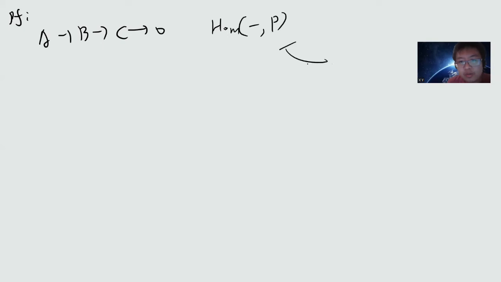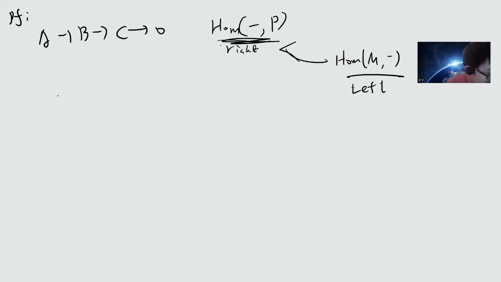Previously, I think in the previous video I proved this guy is left exact, so this guy will be right exact. So this is left. This should be right. Oh, sorry, I'm stupid. So previously, I think I proved this guy should be left exact. Now this guy is just the reverse of this guy, right? So you need to flip this sequence, right?